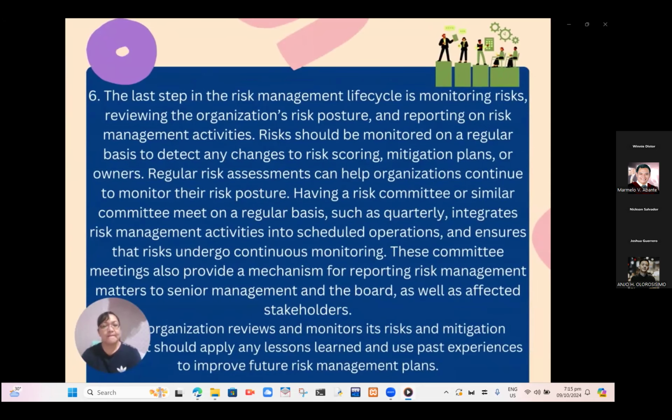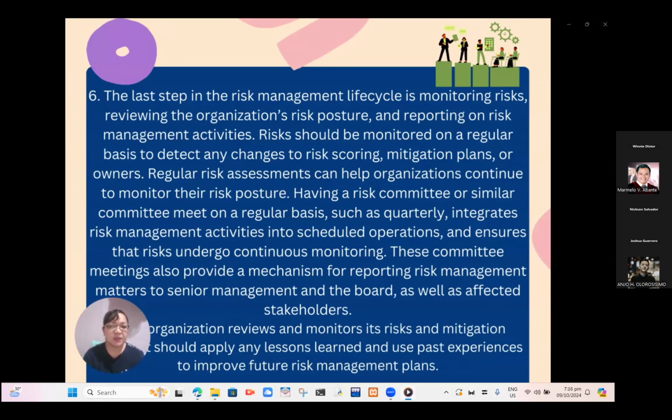The last step in the risk management life cycle is monitoring risks, reviewing the organization's risk posture, and reporting on risk management activities. Risk should be monitored on a regular basis to detect any changes in risk scoring, mitigation plans, or owners. Regular risk assessment can help organizations continue to monitor their risk posture.